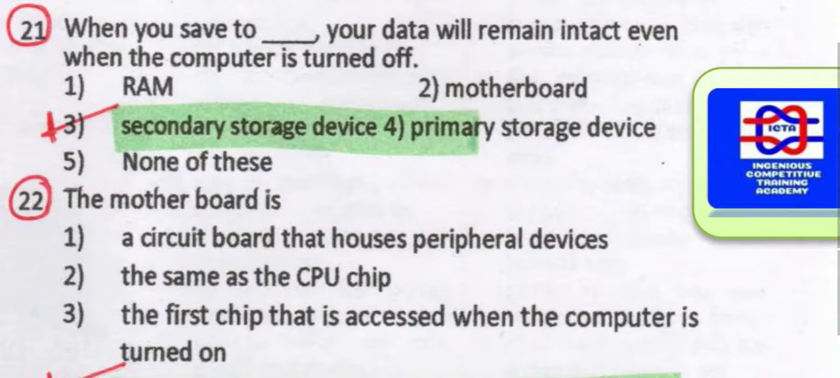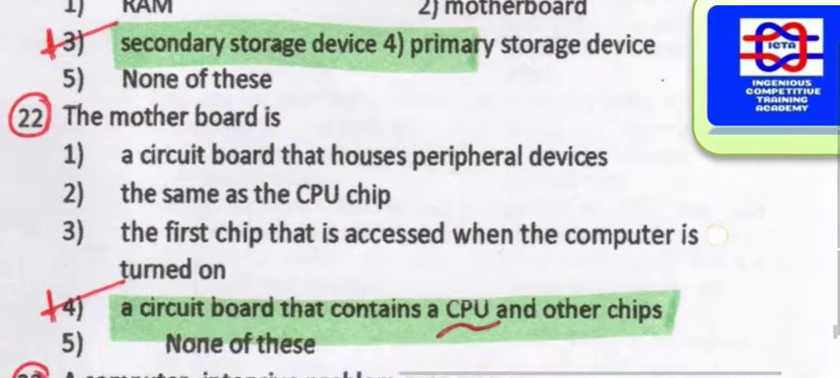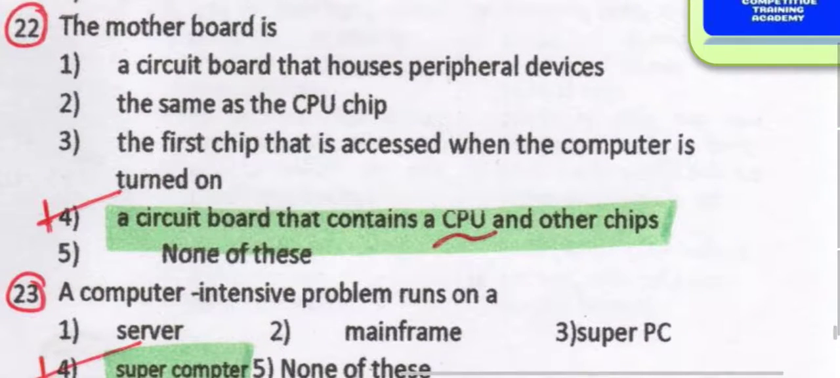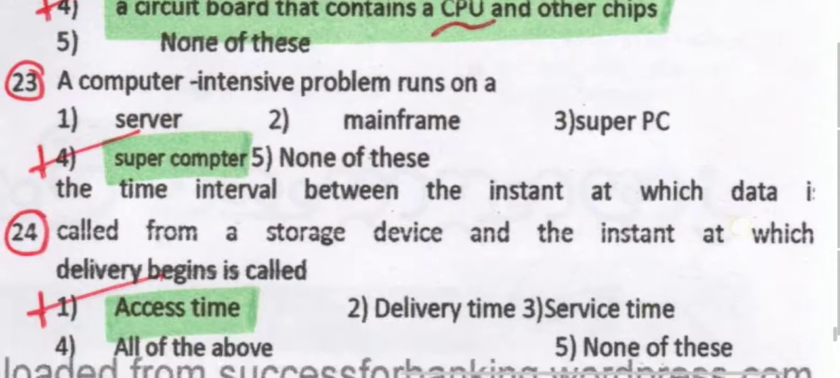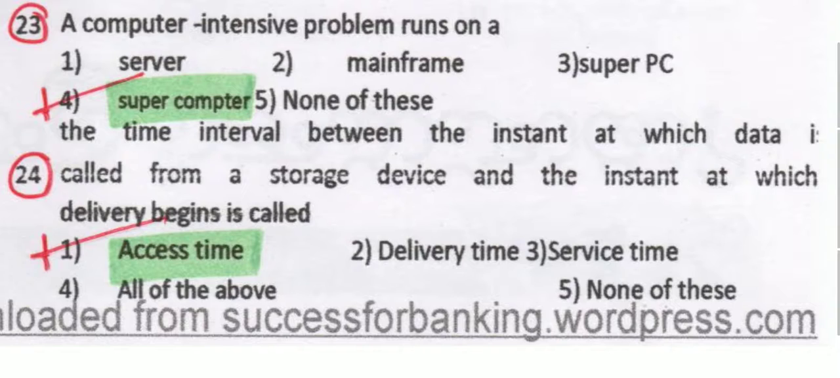When you save to a secondary storage device, your data will remain intact even when the computer is turned off. Saved documents are stored in the secondary storage device. The motherboard is a circuit board that contains a CPU and other chips. This is exactly what it has inside, the CPU. So this is the function of the motherboard. Computer intensive problems run on a supercomputer.